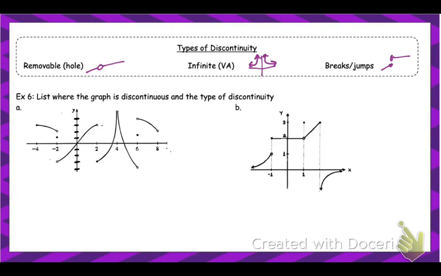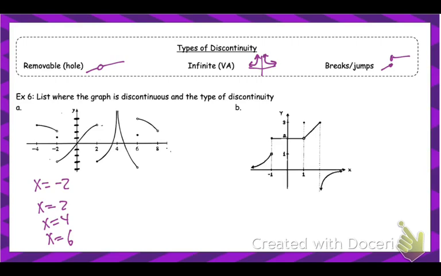All right, so on example 6, again, pretty easy to find where the discontinuities are. -2, 2, 4, and 6 are all discontinuities. It's not really discontinuous at 8. Your graph just isn't defined at that point.